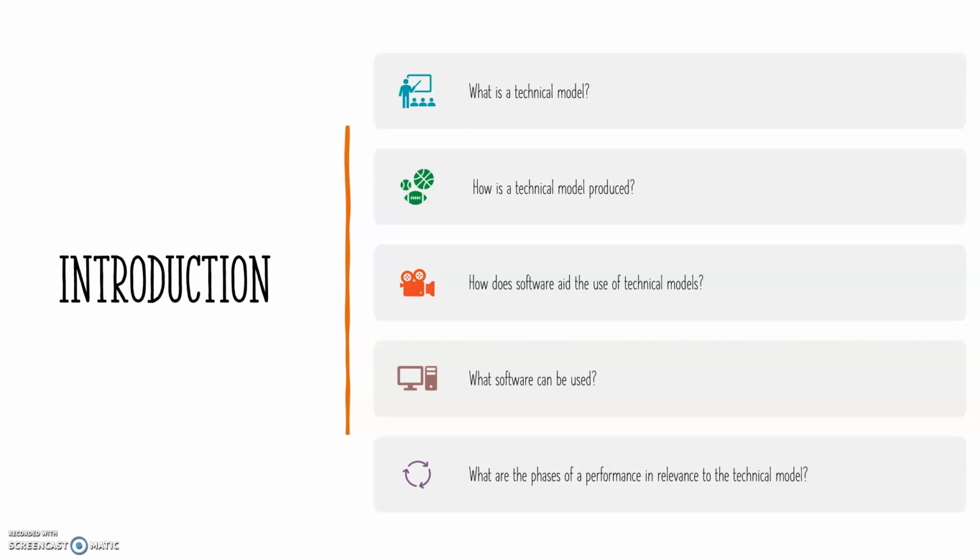What are the phases of a performance in relevance to a technical model? There are 3 phases of performance which need to be considered when planning and executing the technical model. These are preparation, execution and recovery, which are all related to the skill being performed. In the case of this assignment, the basketball jump shot.